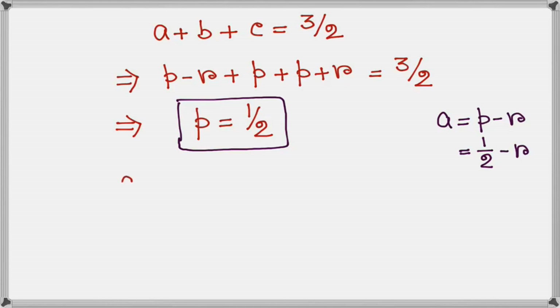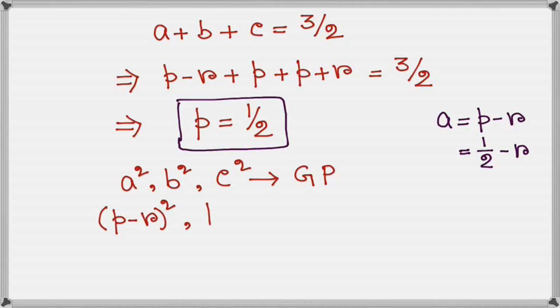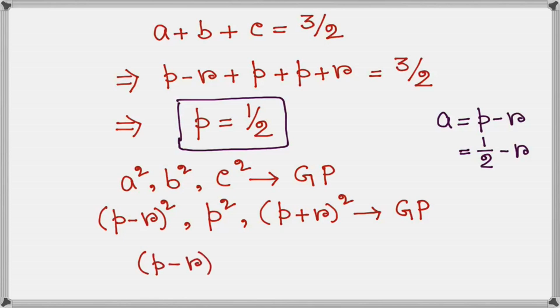In the question we are given that A square, B square and C square are in a geometric progression. So we have P minus R whole square, P square and P plus R whole square are in geometric progression. So we can write P minus R whole square into P plus R whole square is equal to P to the power 4. Therefore we get P square minus R square whole square is equal to P to the power 4.